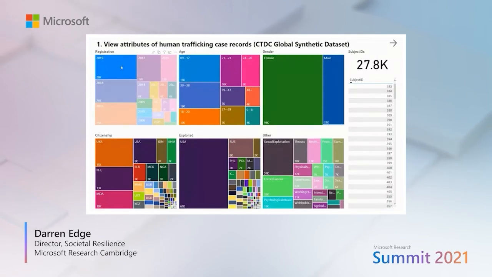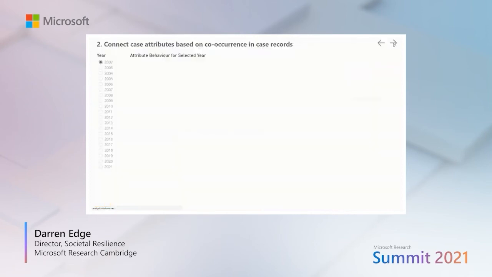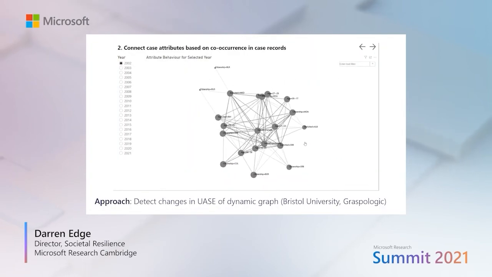Now we're looking at victims registered in 2019. So we can see the subjects who are registered in that year. We can select one. We can see all the attributes associated with those subjects. So this is interesting, but we're moving between two extremes, the population level view and the individual. We think there's value in the patterns of attributes in the intermediate scales.